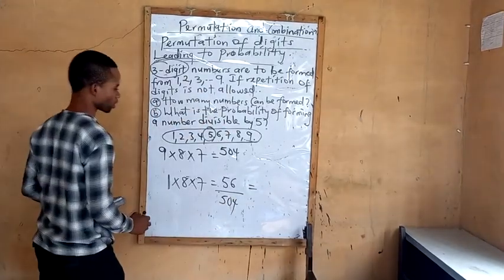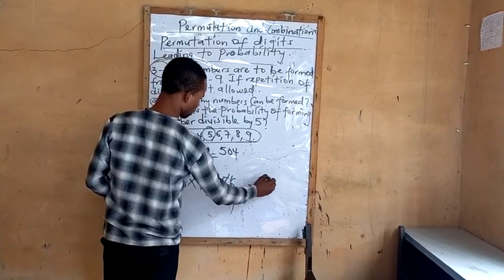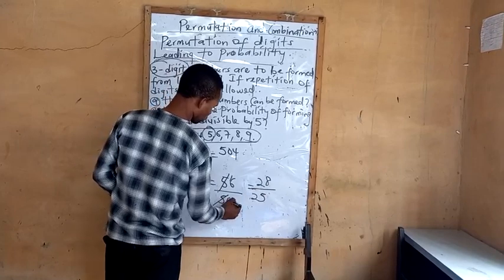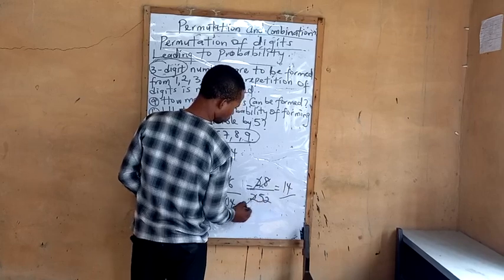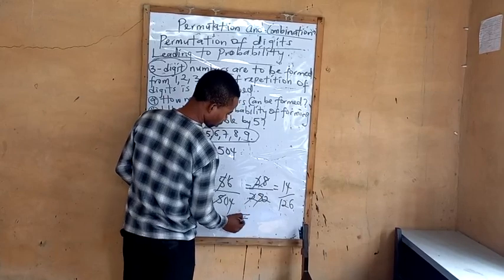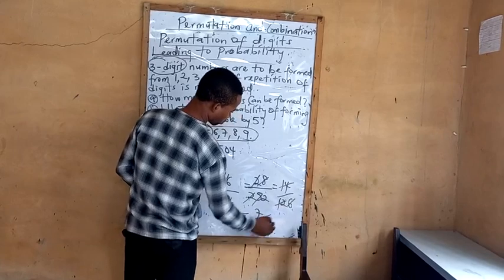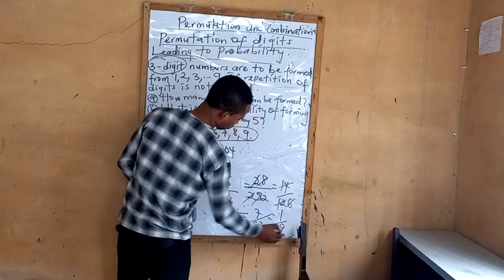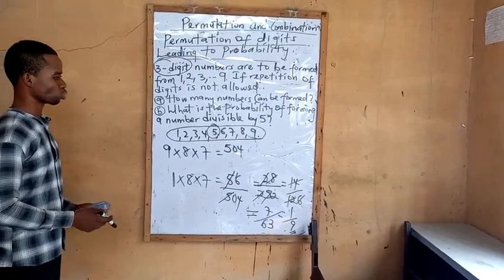So we now reduce it to the lowest terms. Dividing by 2 repeatedly, 56 over 504 reduces, and dividing by 7 and then by 8, we get 1 over 9. That is it about the permutation of digits leading to probability.